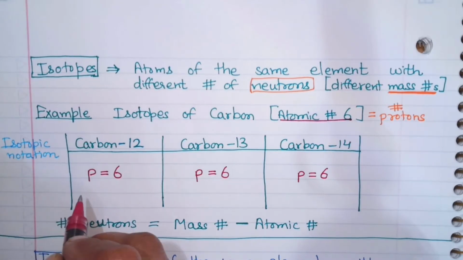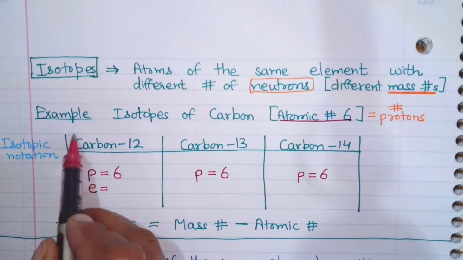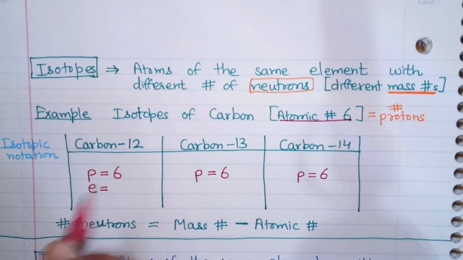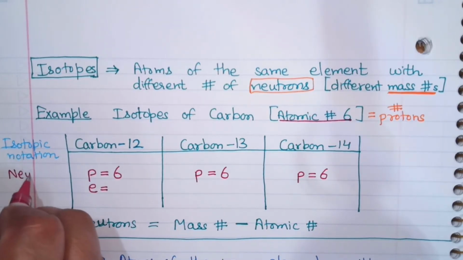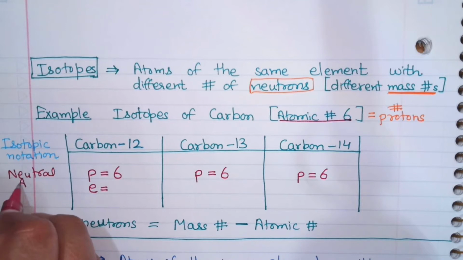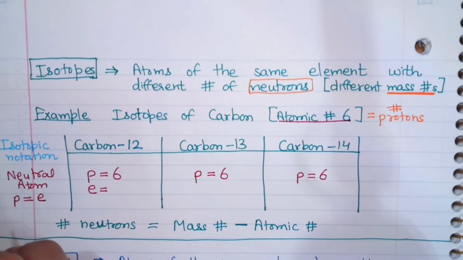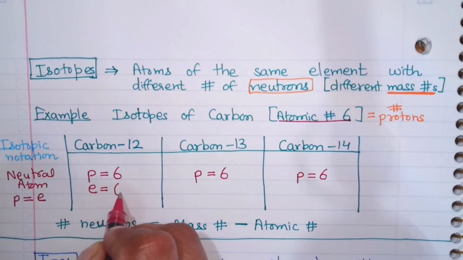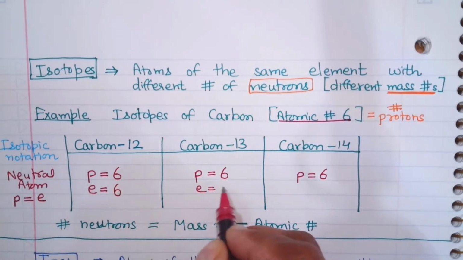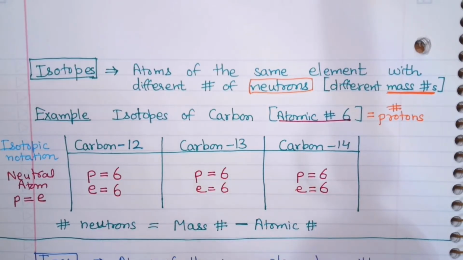Right? Now let's count the total number of electrons. Since the atom does not have a charge, it's a neutral atom. So a neutral atom always has the same number of electrons as protons. So the number of protons is always the same as the number of electrons. So electrons would not change in an isotope. An isotope still has the same number of electrons. So all the electrons are 6, 6, 6, right?